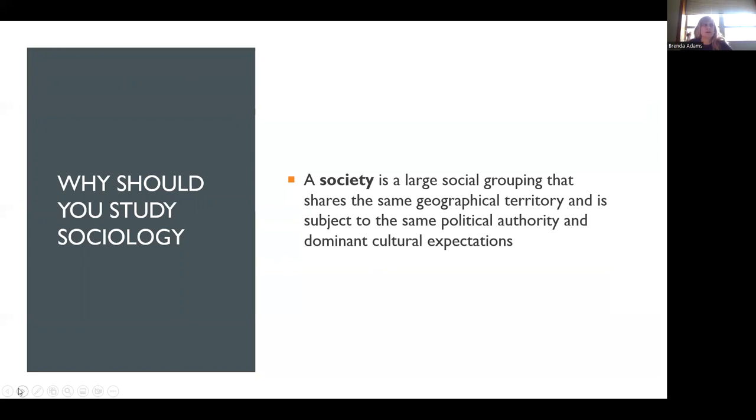A society is a large social grouping that shares the same geographic territory and is subject to the same political authority and dominant cultural expectations. So one of the examples is the campus of NEO. We all might be from different geographical locations. We may be all from different cultures, but for now, we are all in the same geographical territory and we're all ruled by the same authority figures.